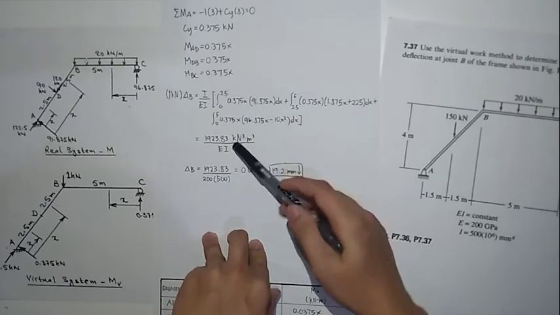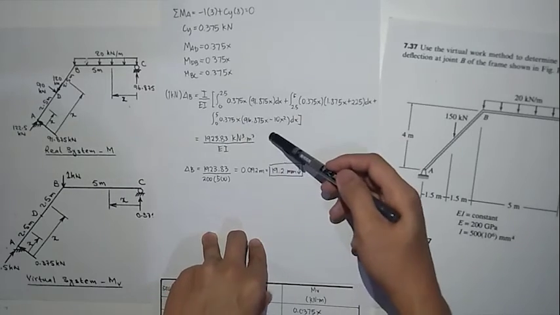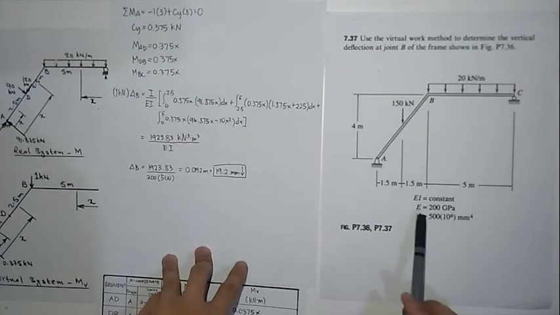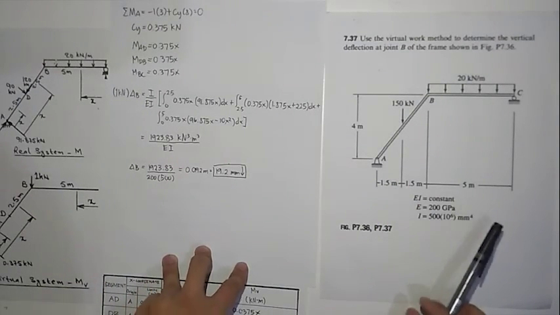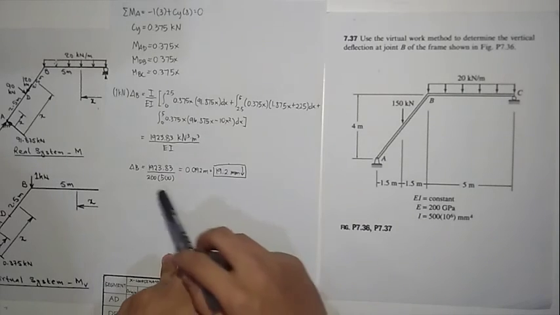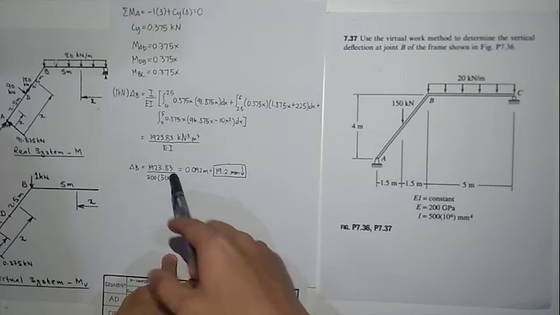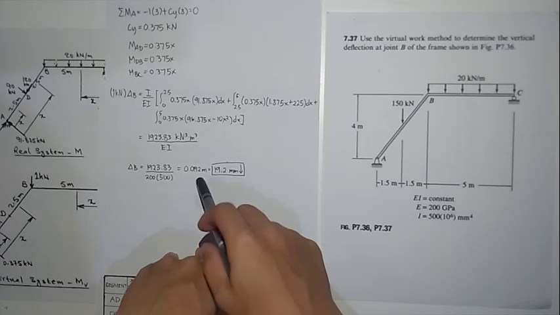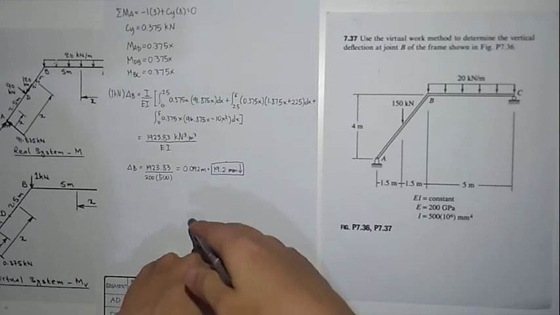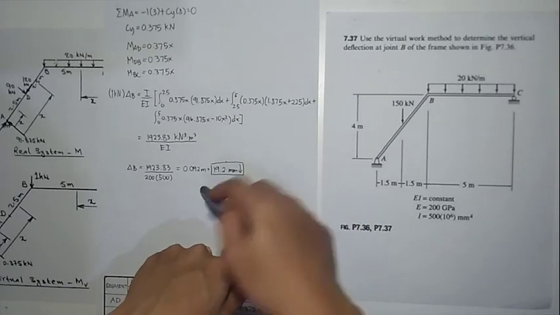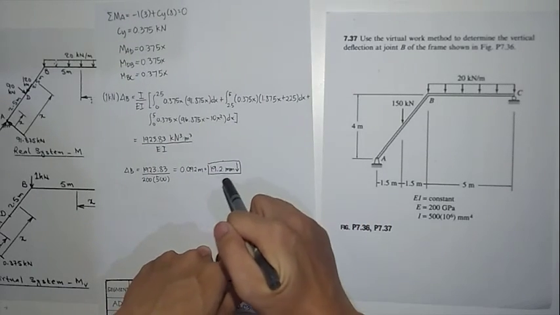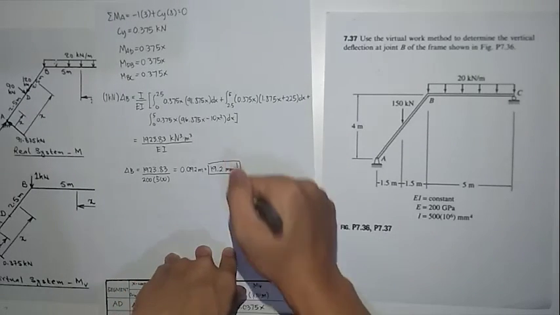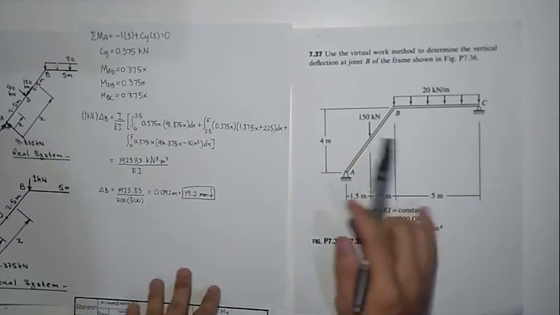Now we have the answer of 1923.83 kN·m³ over EI. Balik po tayo sa given na ang EI po ay constant, where E is equals to 200 GPa and I is equals to 500. So, 1923.83 over 200 times 500 equals 0.192 meters. Let's convert it to millimeters to get the answer of 19.2 millimeters, and ang direction niya po ay going downward. Yun lang po ang answer sa question 7.37.